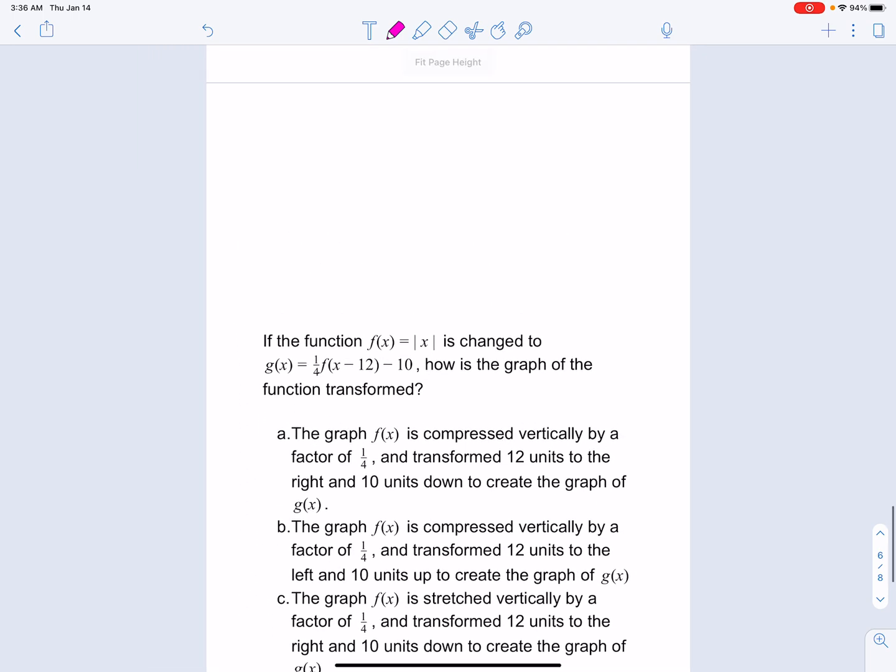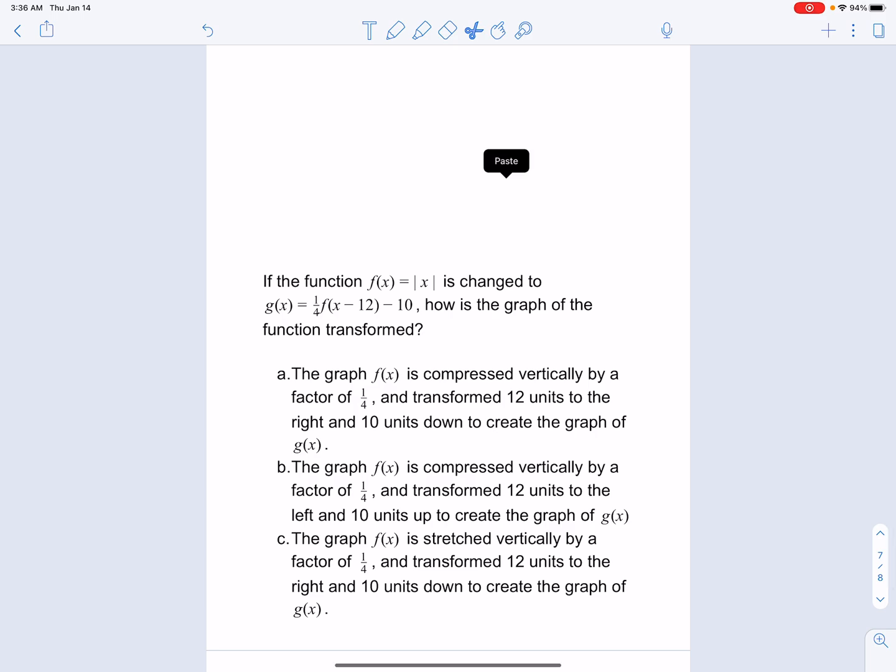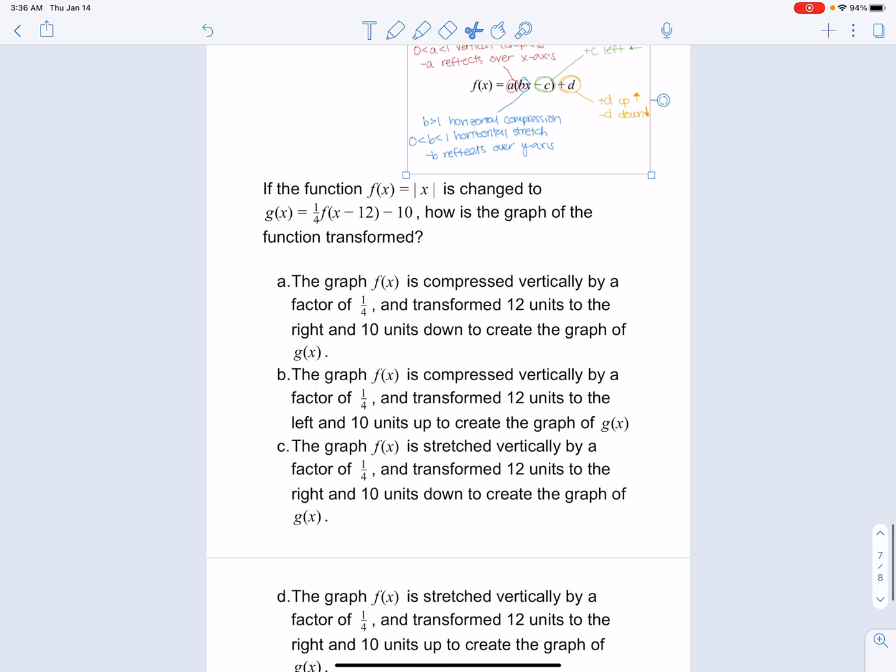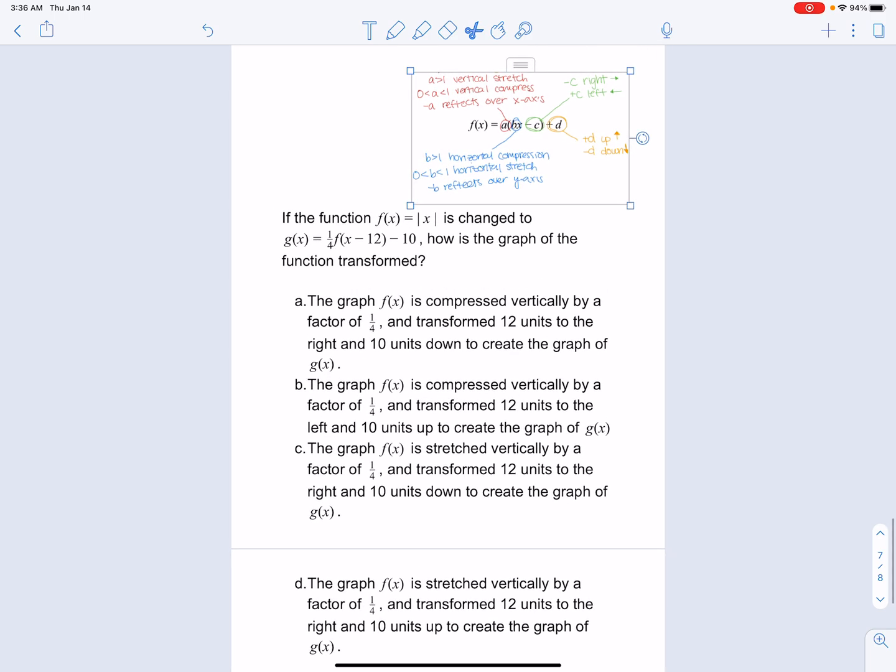So I want you to go ahead and try this problem. I don't know why it did this to the problems. I want you to go ahead and try this problem. If the function f of x is changed to g of x equals 1 over 4 f of x minus 12 minus 10, how is the graph of the function transformed? So go ahead and try this one.